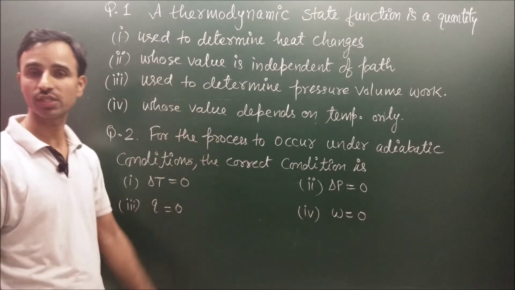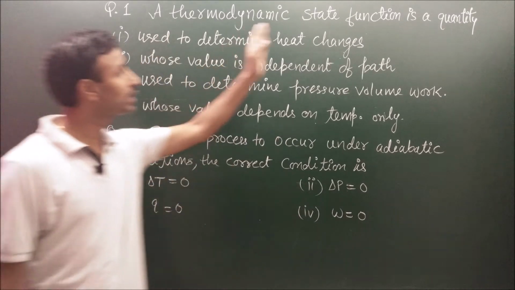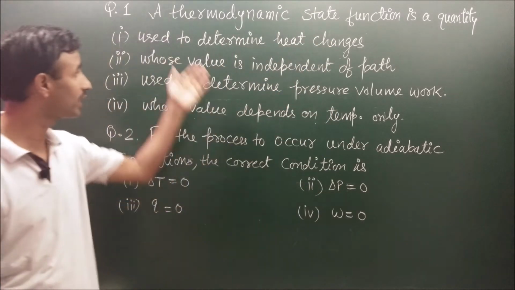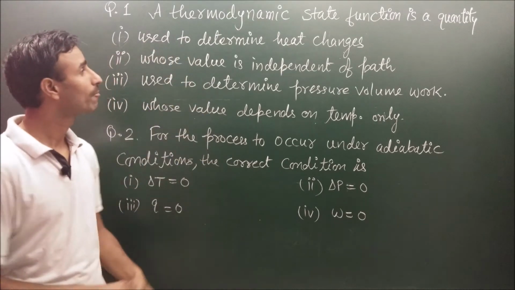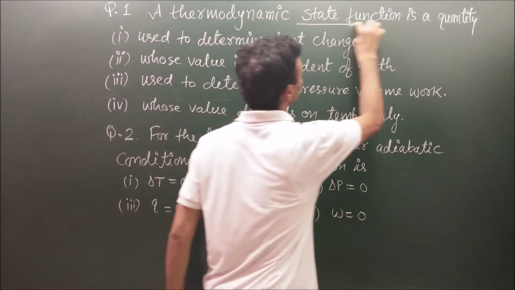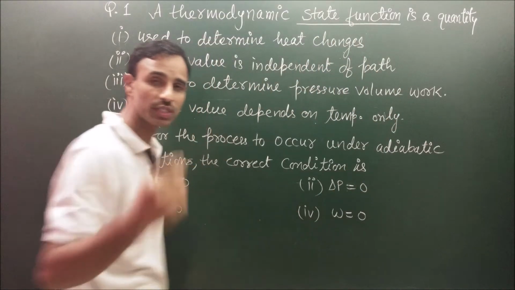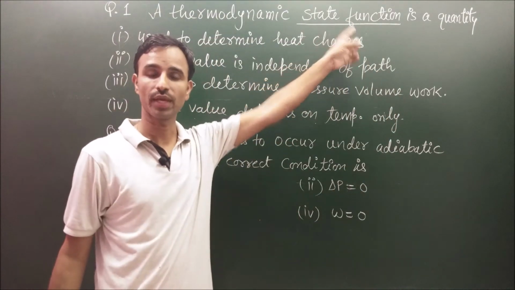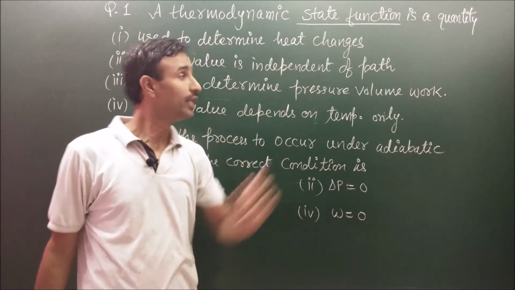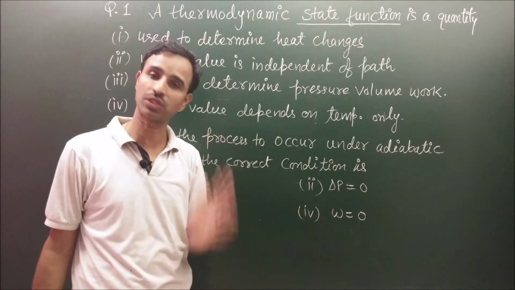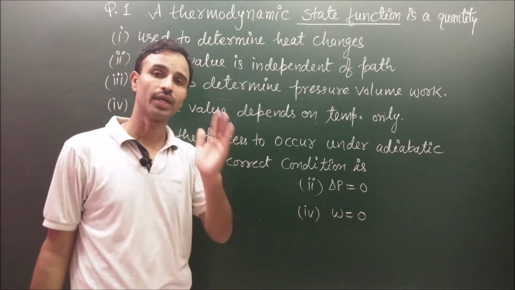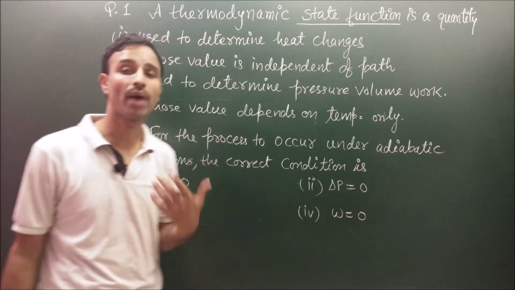So first question is, a thermodynamic state function is a quantity. Four options are there. State function. There are two types of functions, state function and path function. State function means which depends upon the state of the system. It is independent of the path followed.